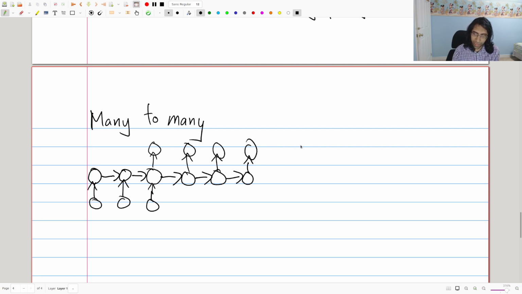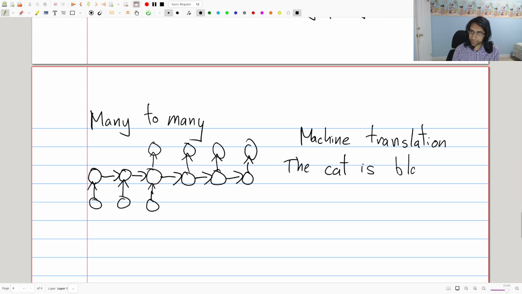A common application for this type of thing would be machine translation, where, for example, you feed in some sentence like "the cat is black," and the output would be something like "le chat est noir." So you can see how this takes in a sequence and gives you out a sequence.